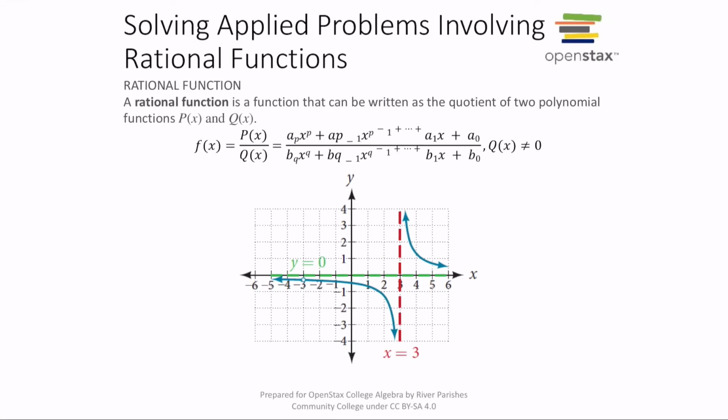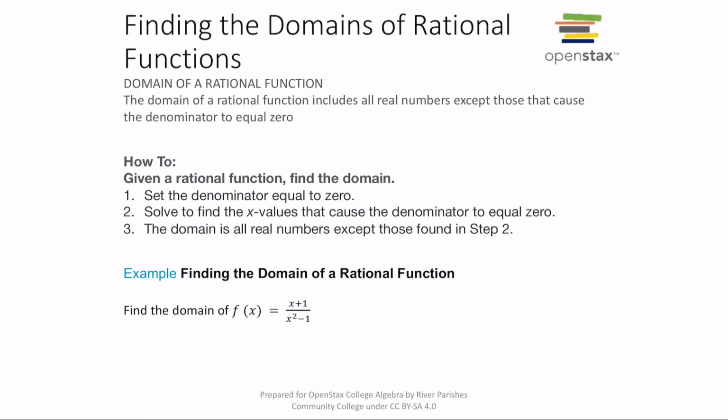So what is a rational function? A rational function is a function that can be written as the quotient of the two polynomials p of x and q of x. So you have two different polynomials that are dividing each other. The division of the two polynomials is what is written down as the quotient. The quotient itself becomes the rational function. So this is a general graph of a rational function.